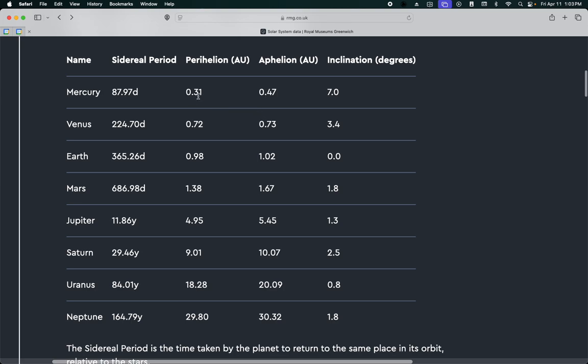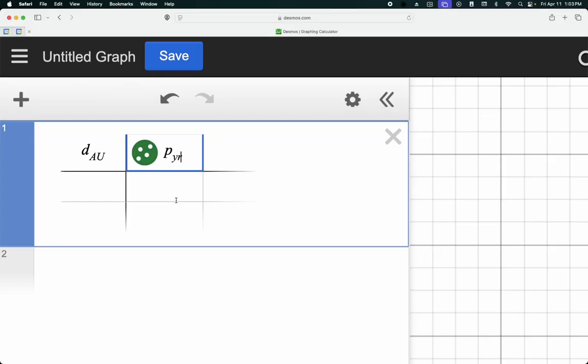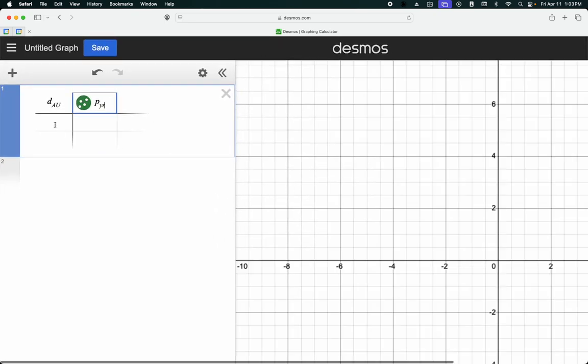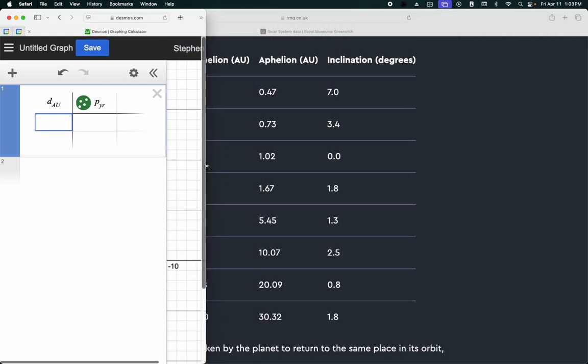So we're going to combine these figures just by averaging them, and we're going to convert days into years. So we can go back to Desmos, and we can start filling in our table. The first one is going to be for Mercury. So let's start putting in the data for Mercury.